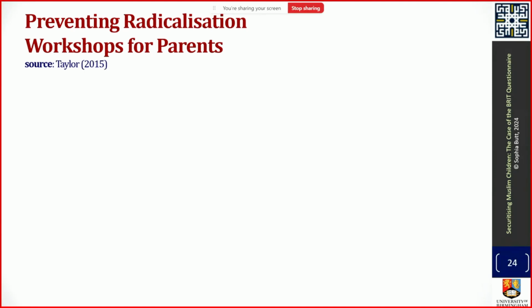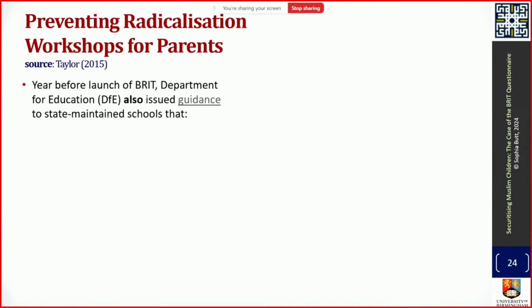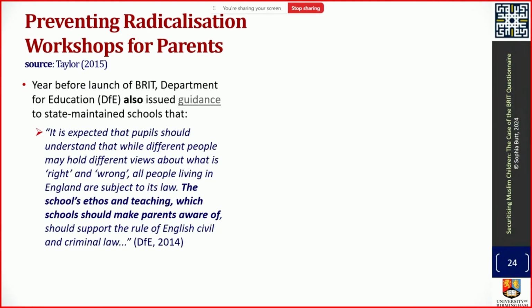But it didn't just end there with pupils. Also in 2015, the year before the launch of the BRIT project, the Department for Education issued guidance to state-maintained schools that not only should they help pupils to understand fundamental British values and what right and wrong means, and so on, but the school's ethos and teaching should also be made clear to parents, and that they should be made aware of the rule of English in civil and criminal law.